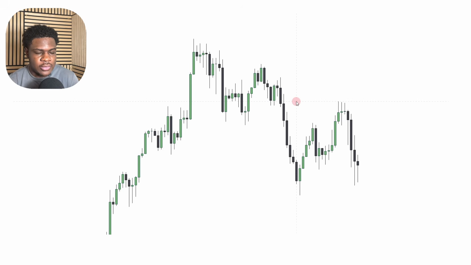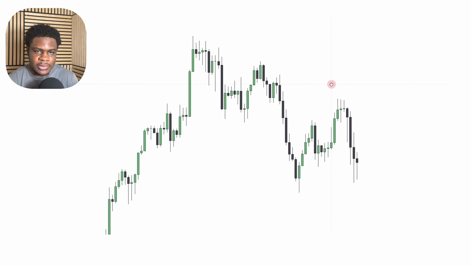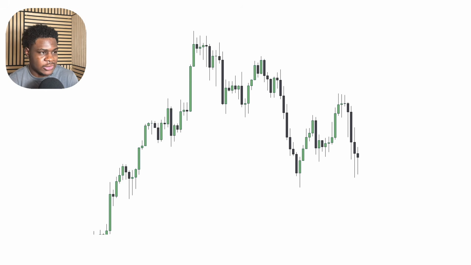If you're looking at this chart, you're probably thinking this is a downtrend. Most of the information out there on YouTube is probably telling you that when price creates a higher high and a higher low, this is an uptrend. And once the market shifts and starts creating lower lows and lower highs, this is now a downtrend.